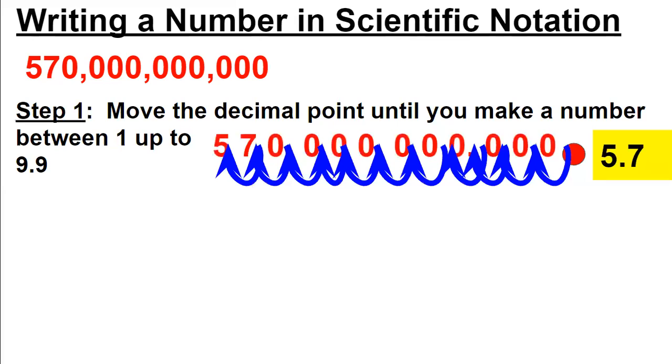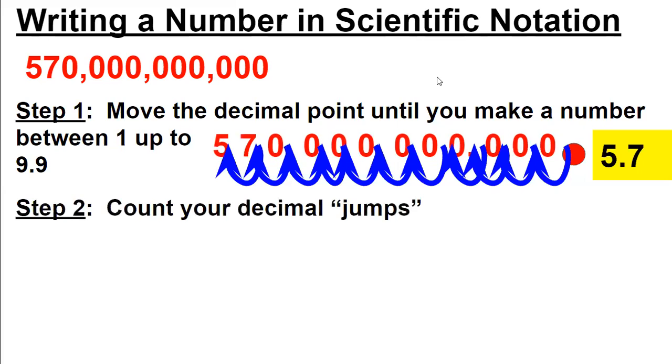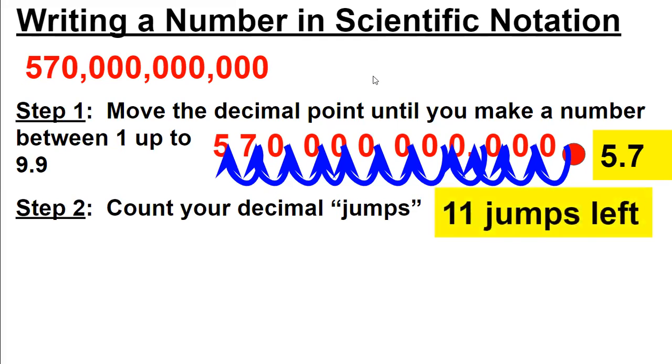Step 2, we're going to count how many decimal jumps we've made. So we just counted them. Let's count them again. 1, 2, 3, 4, 5, 6, 7, 8, 9, 10, 11, right? So we have gone 11 jumps left.